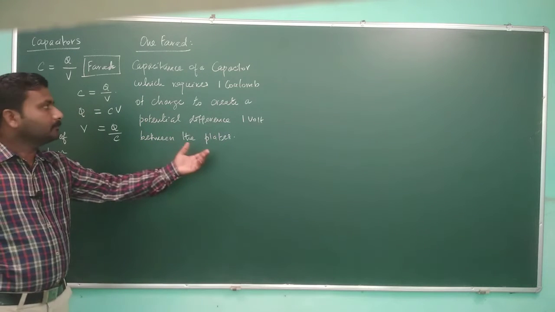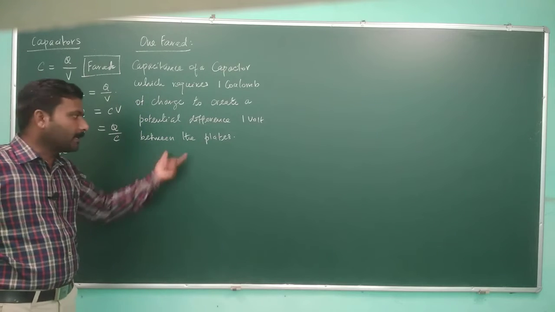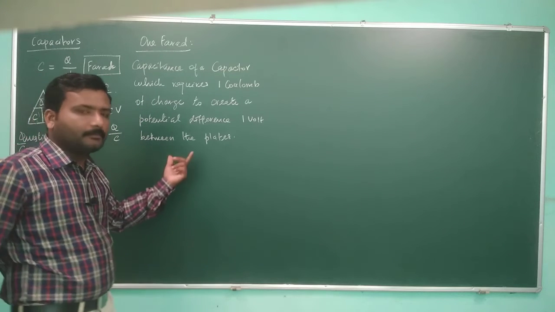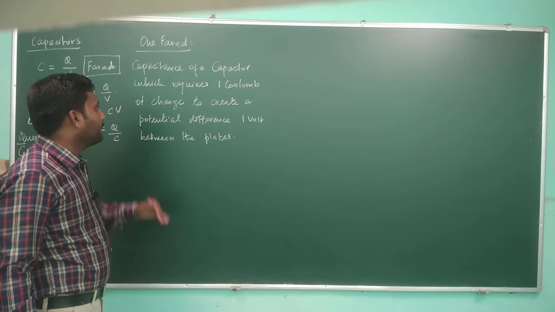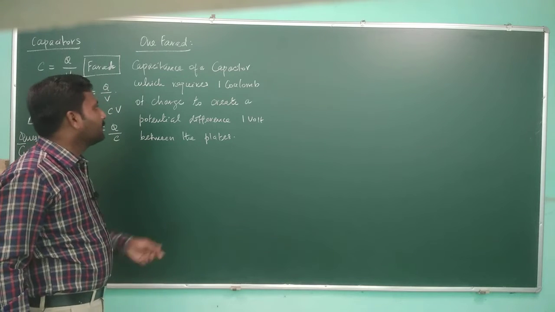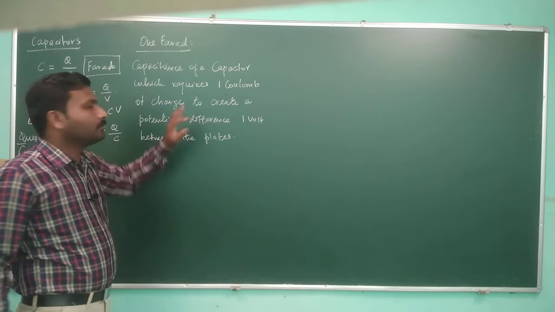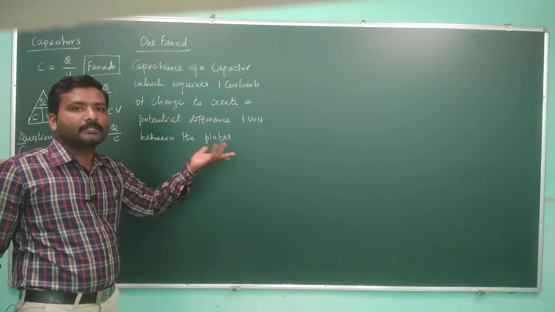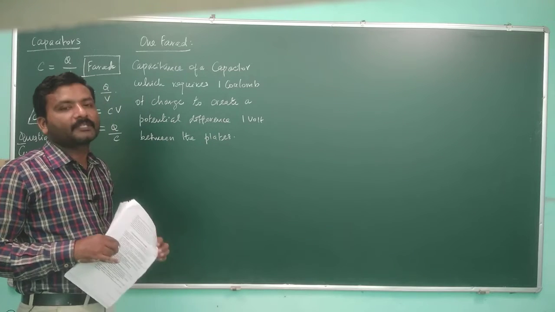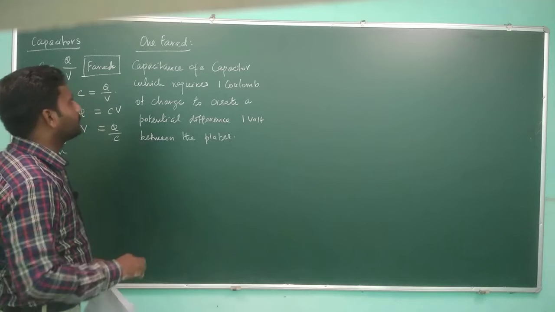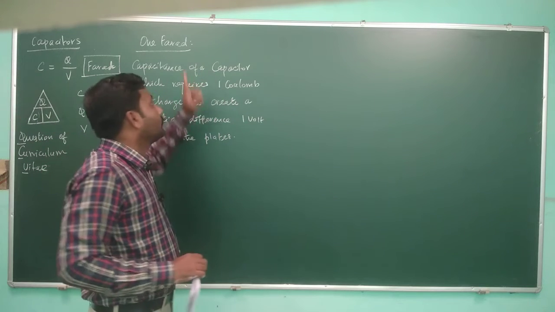In order to see, assume a situation, assume a parallel plate of conductors that constitute a capacitor. In that, there is a situation where it requires 1 coulomb of charge to create 1 volt potential difference between the plates. If this is the case, then for that capacitor, the capacitance is said to be 1 farad.